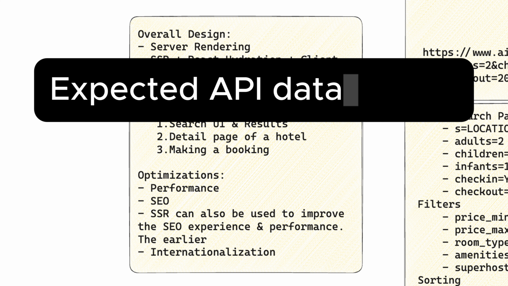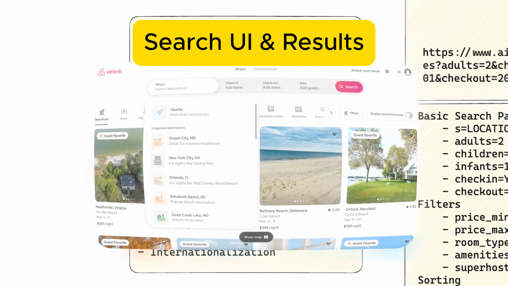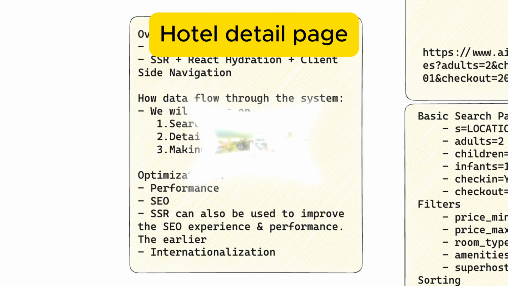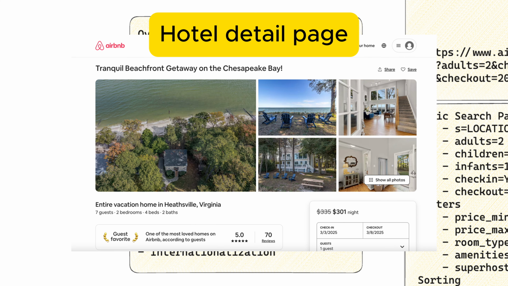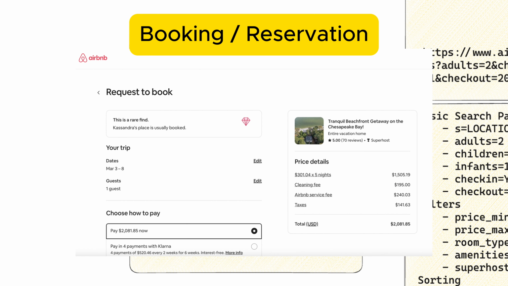First, we will talk about the expected data format for various APIs. Our main focus here is on three primary flows. Number one, search UI and results: how users search for properties and view the results. Secondly, hotel detail page: what happens when a user selects a hotel to see more detailed information? Last but not the least, the booking process, which leads to a reservation.